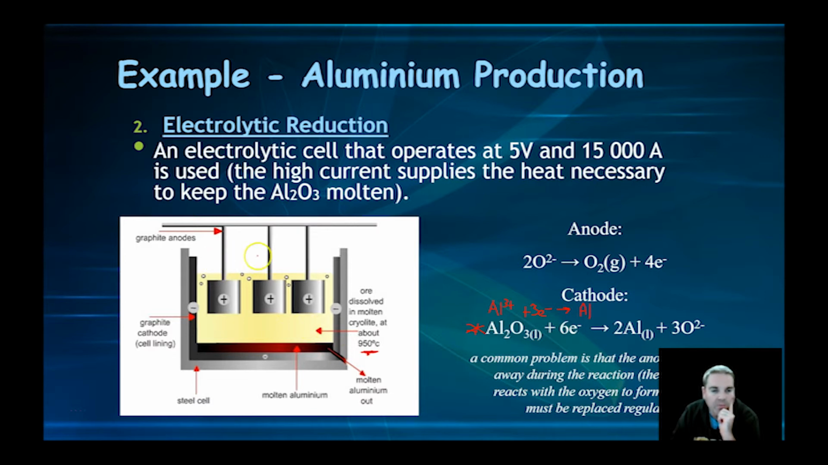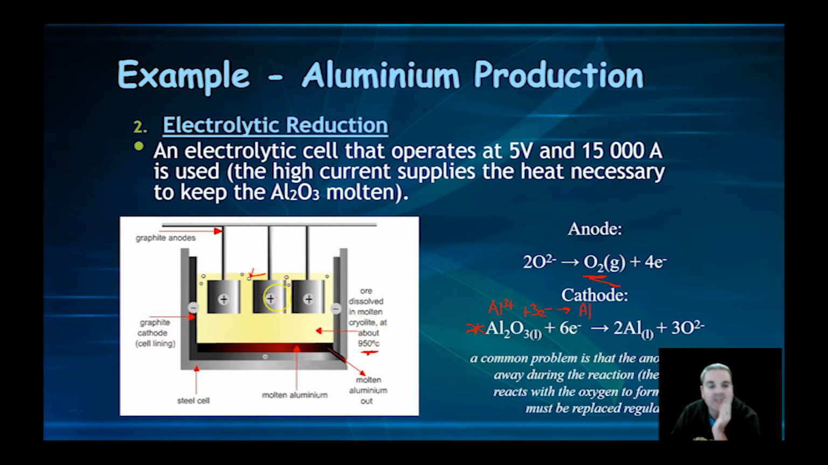We pass the electric current through. You can see bubbles here at the anode. That's going to be our oxygen gas. And we're going to get molten aluminium down the bottom, which is heavier, so it's going to sink to the bottom, and you can just pour it out through the bottom.